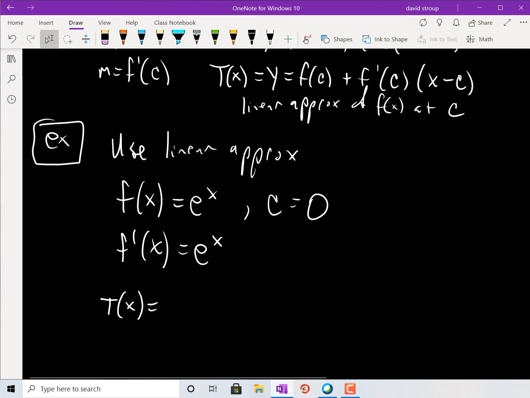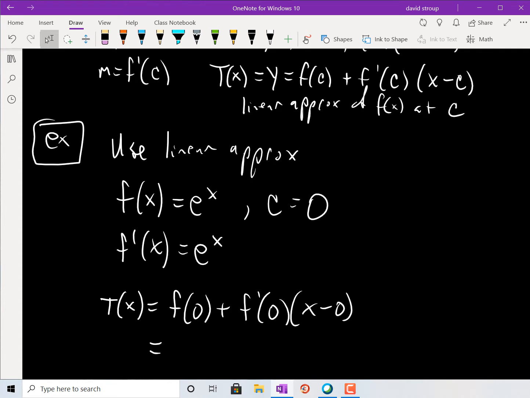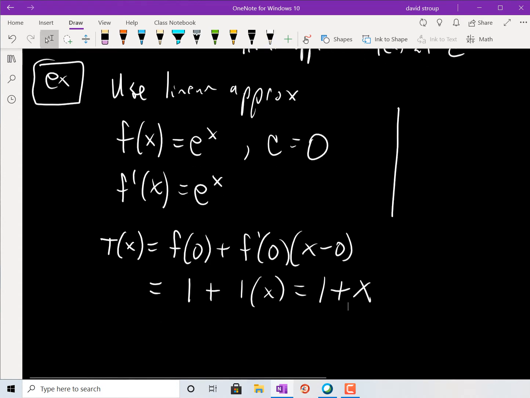This linear approximation will be f of c, so f of 0 plus f prime of 0 times x minus 0. And so f of 0, if you plug 0 into e to the x, it'll be e to the 0, which is 1, plus f prime of 0 will also be 1. And then x minus 0 is just x. So this linear approximation is 1 plus x. Okay, if you were to draw it, the exponential growth function looks like this, and then 1 plus x will be a line right there.